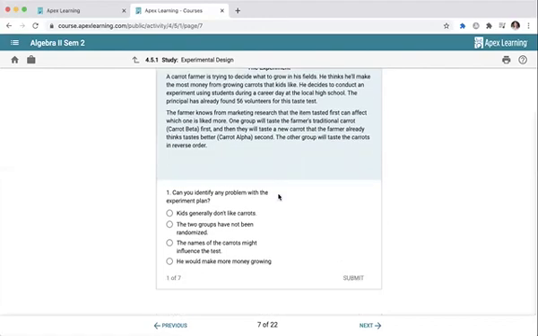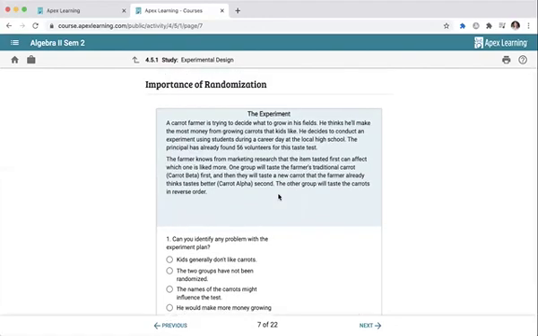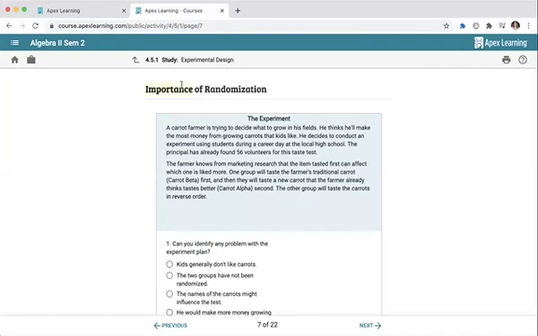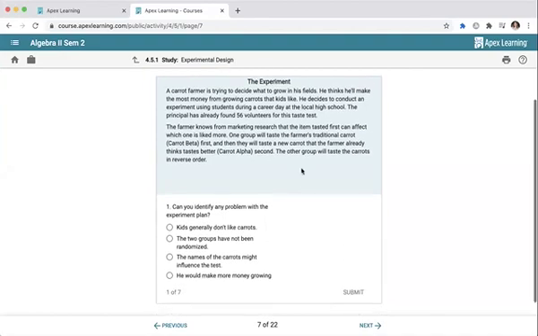Looking at this here, I want you to go through this on your own for the sake of time, but really look at the importance of randomization. This one is talking about a taste test of carrots. So why would that be important?